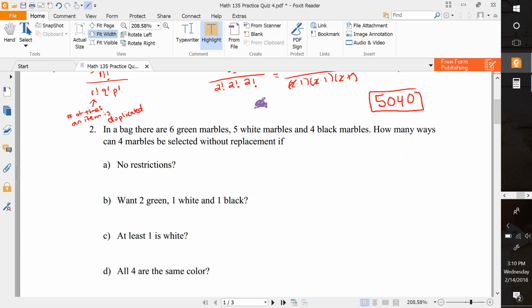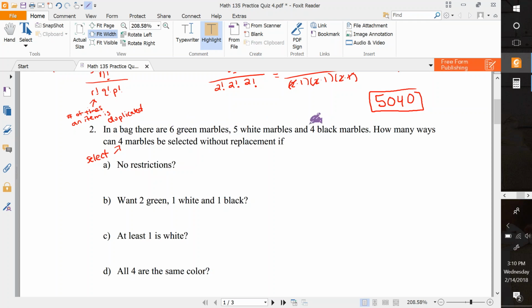So if we have absolutely no restrictions, that means it doesn't matter. We're selecting 4 out of the whole group. And if there are no restrictions, we don't care what color the 4 marbles are. So essentially, you could think of this as just the total number of marbles in the bag, and we're going to choose 4. And the order does not matter.